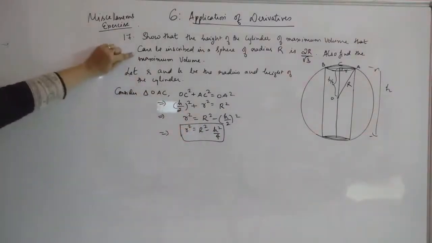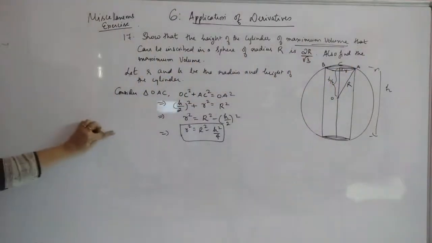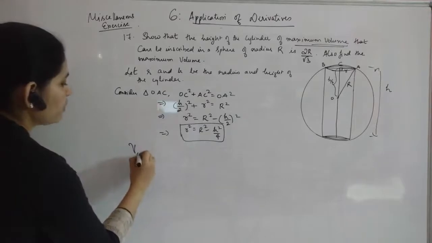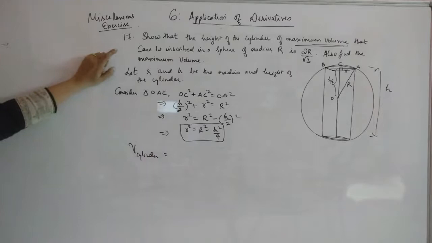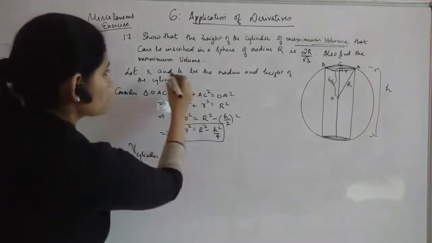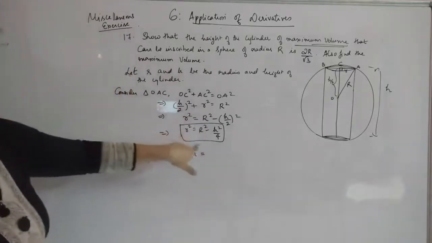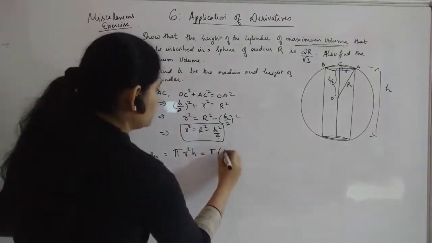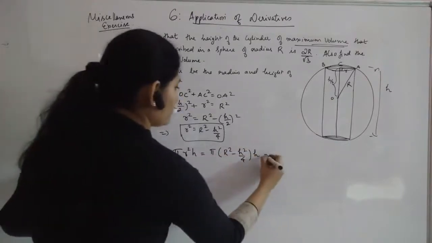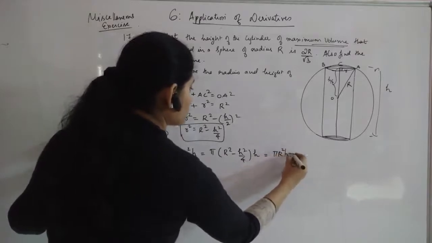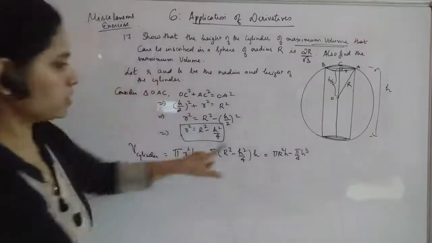Now again to the question, what do you have to maximize? Volume. So you have to start with V of the cylinder. The volume of the cylinder is equal to pi r square h. Here you have used small r and small h. Now replacing this r square with this value, you will get pi into (r square minus h square by 4) into h, or pi r square h minus pi by 4 h cube. So this is the volume.